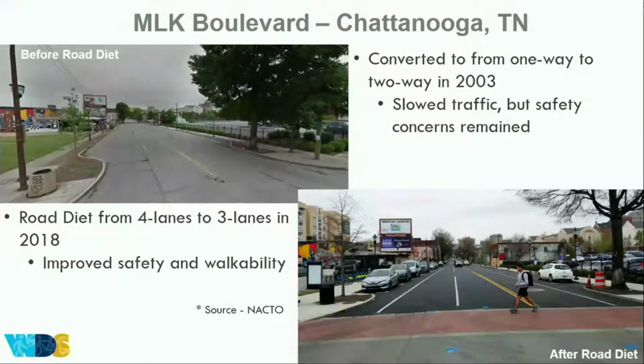So here's an example of Martin Luther King Boulevard in Chattanooga, Tennessee. You can see that in 2003, they converted from a one-way to a two-way, and it slowed traffic, which helped them achieve their community goals there. But there were still some safety challenges. And so they went back, it was an iterative process, and they said, okay, now what can we do? And they went from a 4-lane to a 3-lane. And I think, according to what we've read, that got them to where they wanted to be in terms of safety, accessibility, and it was able to handle the same amount of traffic as the 4-lane was before. Next slide, please.